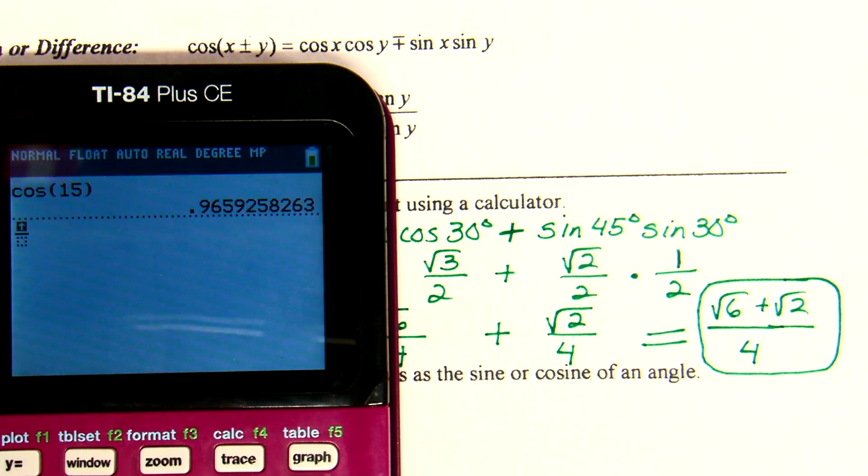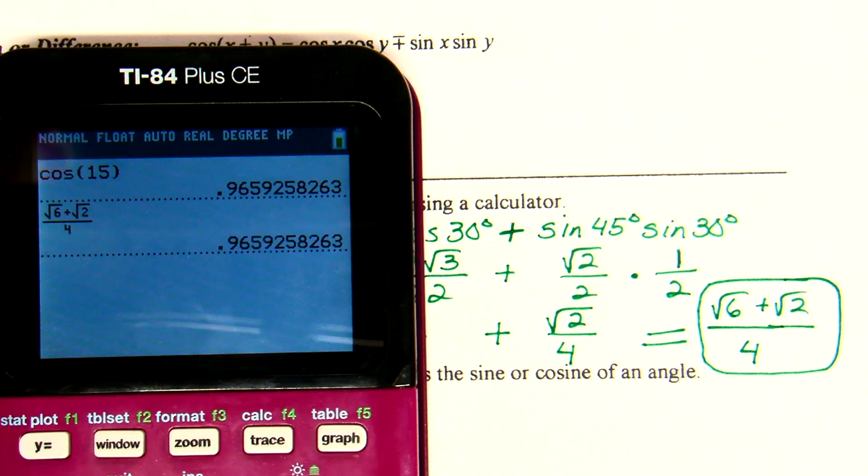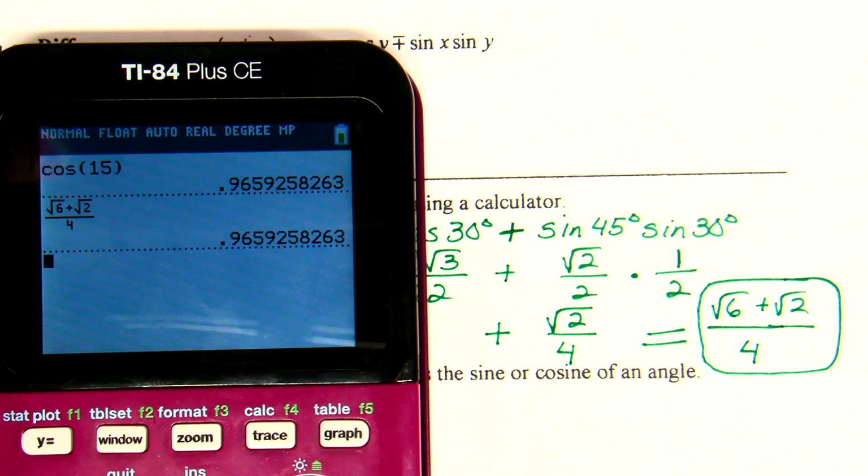Yeah, let's check this answer we got here. The square root of 6 plus the square root of 2 all over 4 should equal what? The same thing as cosine of 15 degrees. It did according to my calculator. Notice, are my answers the same? They're identical, aren't they?